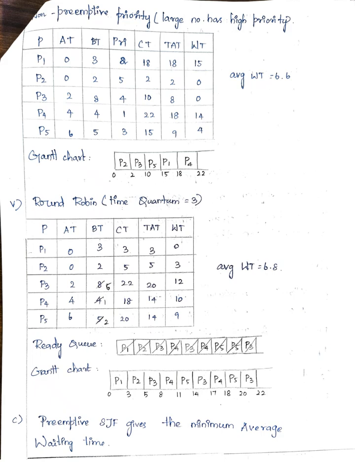So this is the thing. For all the processes, the completion time, turnaround time, and waiting time formulas are the same. There are no other changes. This is the way CPU scheduling works.